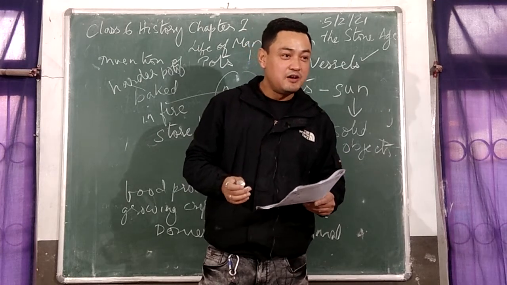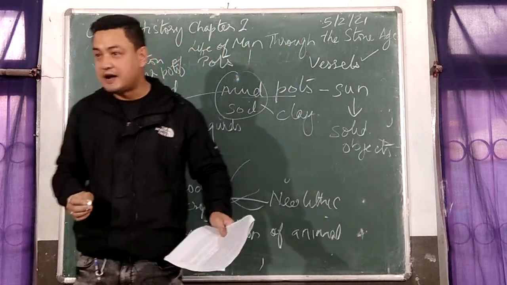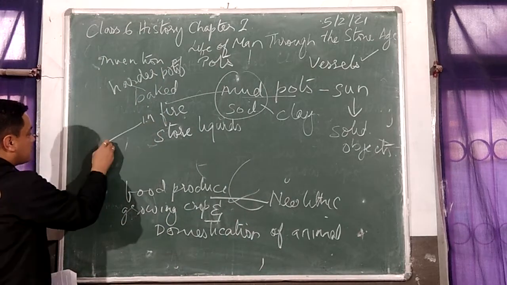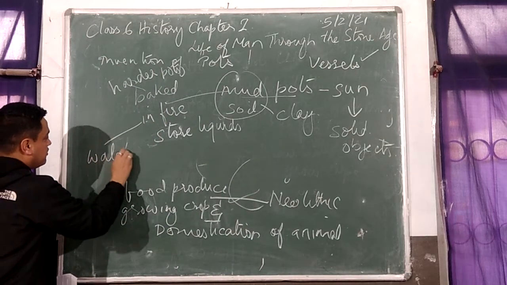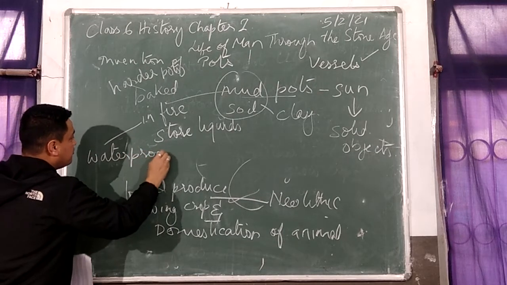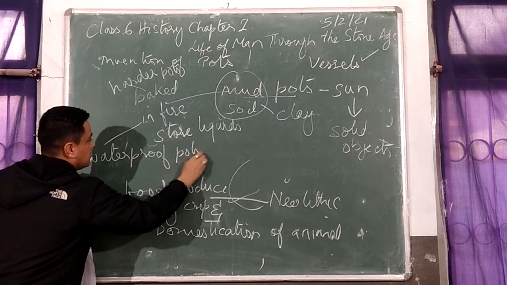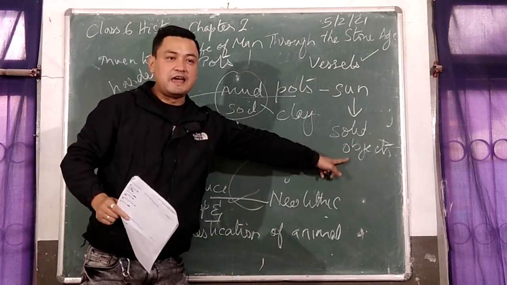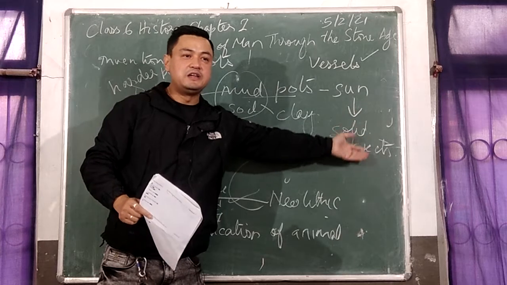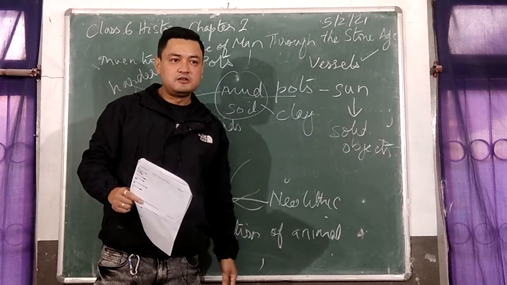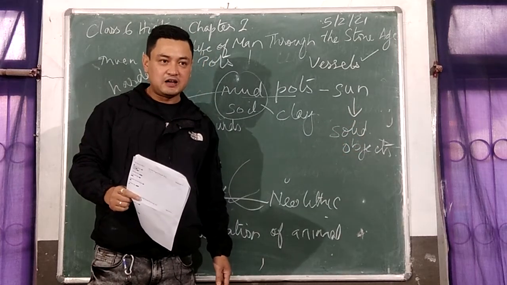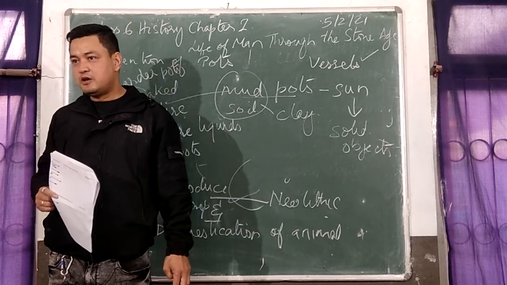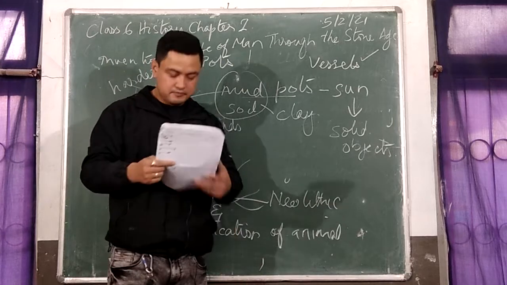They were also called what? Waterproof pots. So the pots which were baked in fire were called waterproof. The others were not called waterproof pots because they can store only rice, barley, wheat, etc. Do you know what is rice? Chaawal. Wheat, do you know? Atta, etc. Do you know what are pulses, legumes, etc.? Dal, etc. Do you understand?